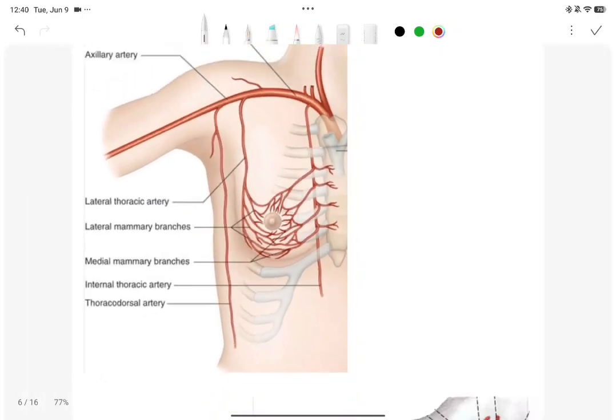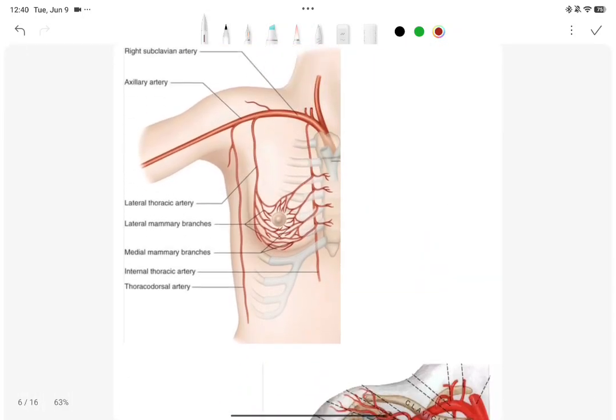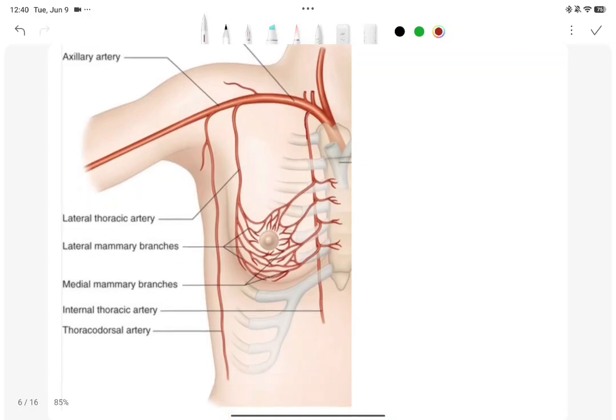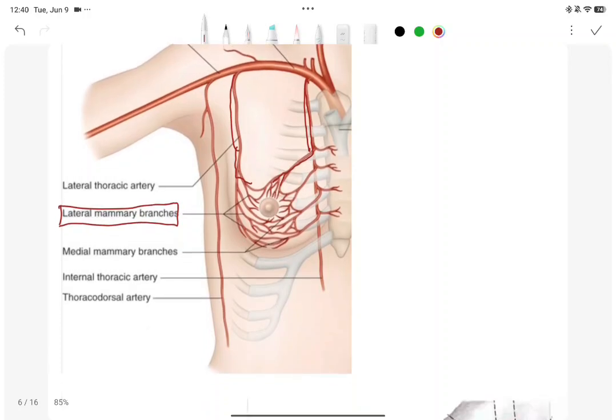So again, the same figure. This comes up in the breast. If you look at the arterial supply of the breast, this is the thoracic artery, and the branches of the thoracic artery supply the breast. Also this is the lateral thoracic artery and this is the internal thoracic artery. The lateral thoracic artery has lateral mammary branches, and there are medial mammary branches. This is the internal thoracic artery.